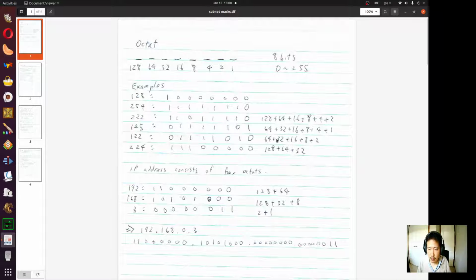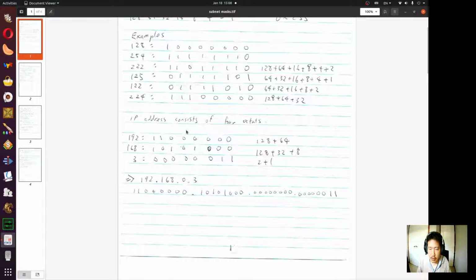So it's 0 1 1 1 1 1 0 1. 122 is 64 plus 32 plus 16 plus 8 plus 2. So if you turn those on, it becomes 0 1 1 1 1 0 1 0. Lastly, 224 you can get by 128 plus 64 plus 32. So you turn the last 3 digits. So it's 1 1 1, and then all others are 0. Okay.